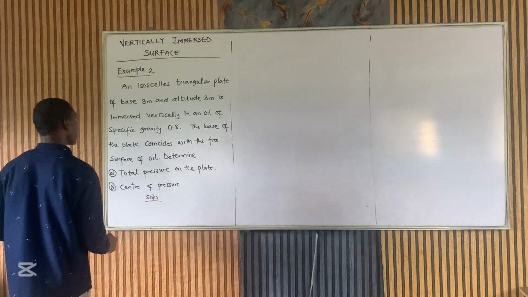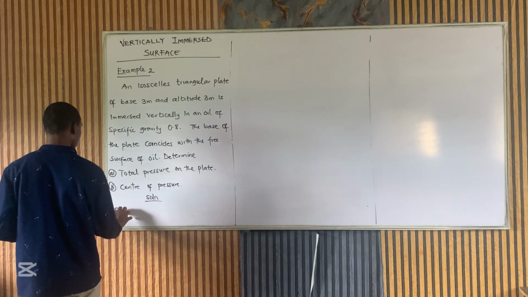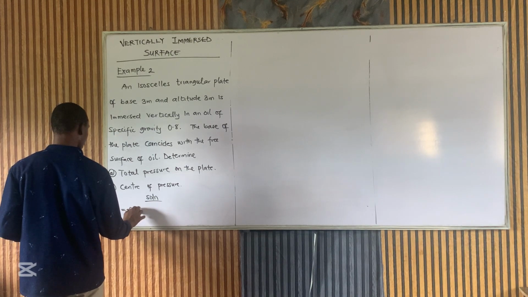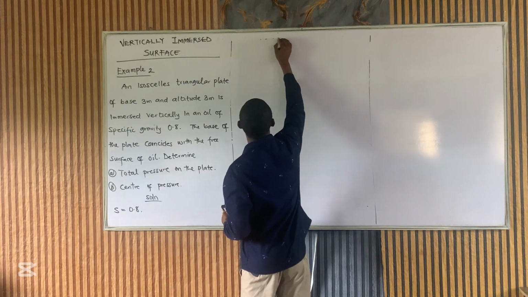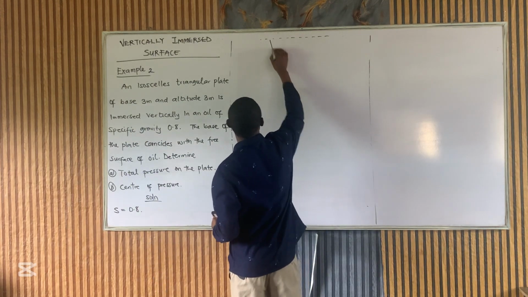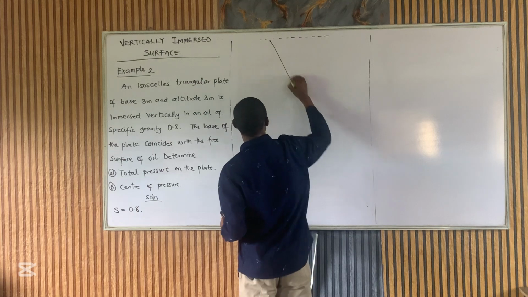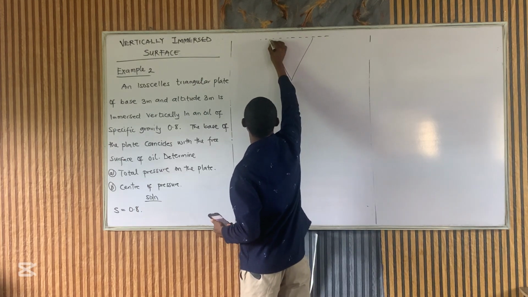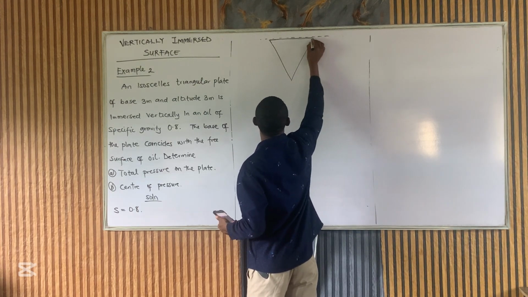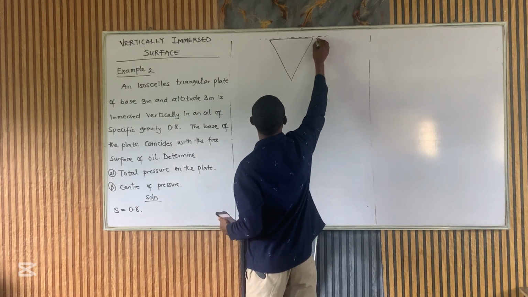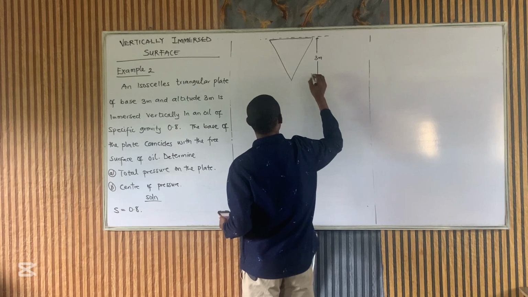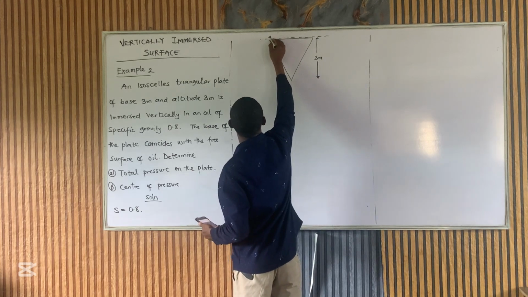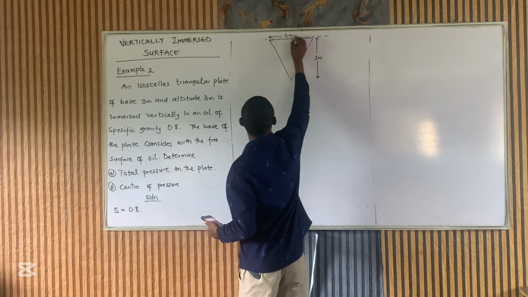Okay, to solve this now, what are we given? We are given the specific gravity of the oil, which is given as 0.8. Now let's put up a diagram for this now. This is the free water surface, and the triangle looks this way, it is immersed this way, so that the base coincides with the free water surface. So that's that. The altitude of this triangle is given as 3 meters. And then the base is given as 3 meters.